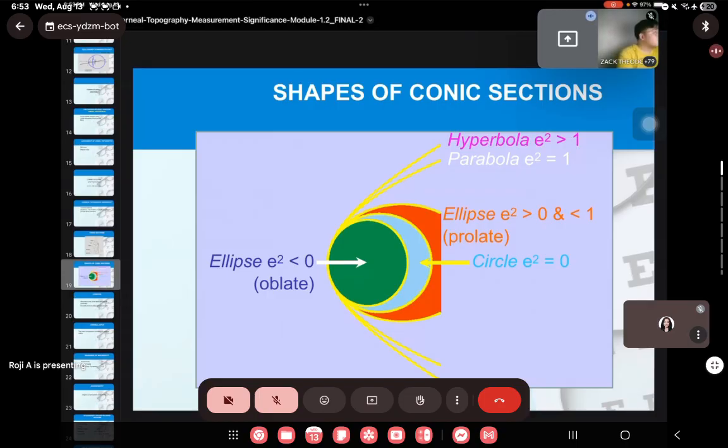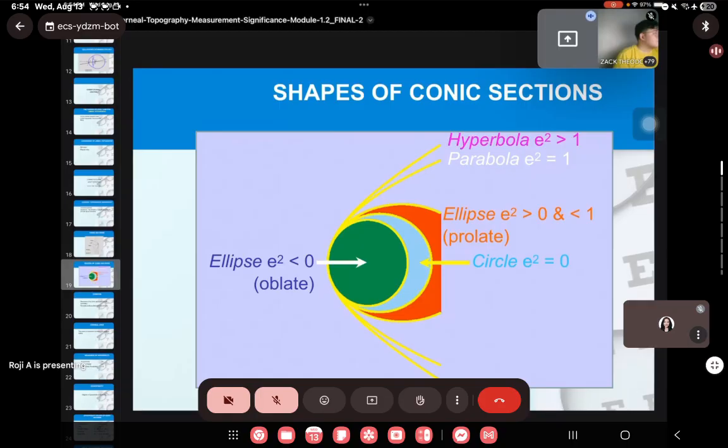Zach, do you still follow me? No questions so far? Are we good with the conic section? Did you learn this from your ophthalmics? No. So you're learning it from me? Okay. There you go.